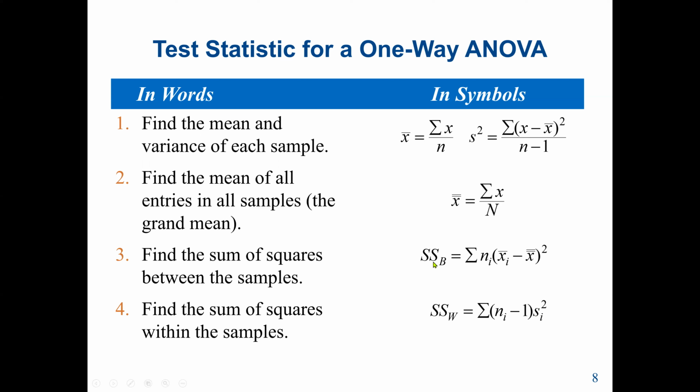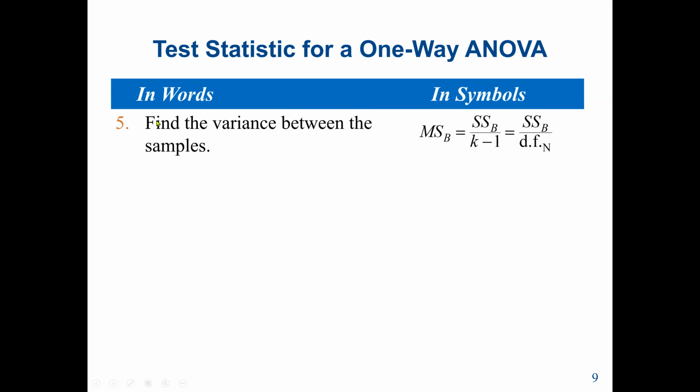So again, we have to find the SSB and SSW. We know the sample mean for each sample, then we find the sample mean of all the sample means. Then we also find the variance. The next step, we're going to find the variance between the samples, so this is why we find the SSB.